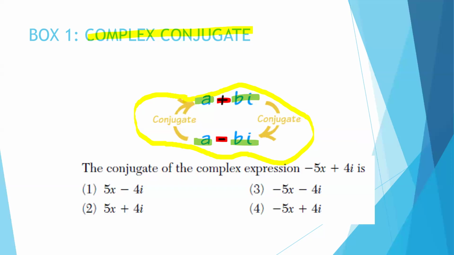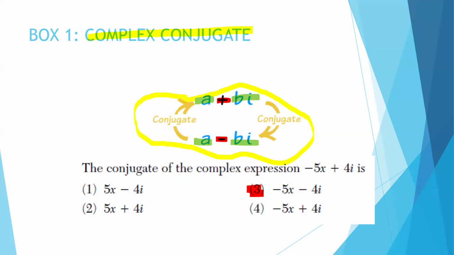So let's practice here, making sure we all understand. The question is: the conjugate of the complex expression here, negative 5x plus 4i. What would be its conjugate? The sign changed, but everything else stayed the same. Easy enough? Do we feel confident in being able to identify the complex conjugate? Okay. The conjugate is an important piece of dividing.